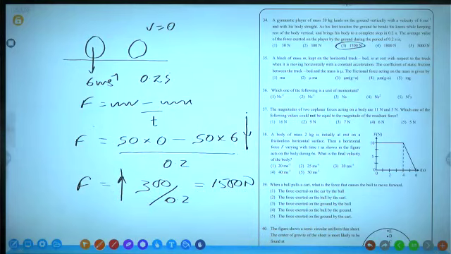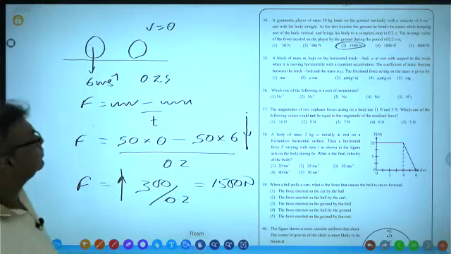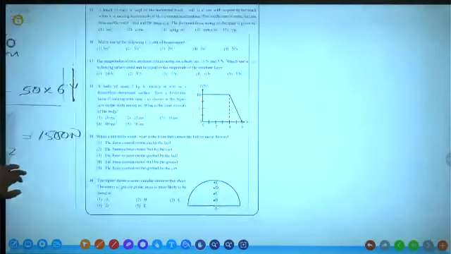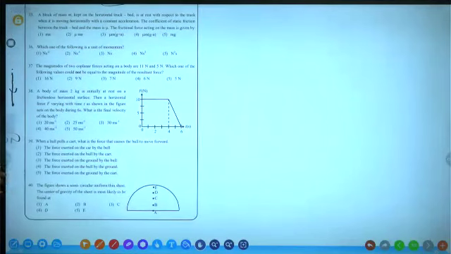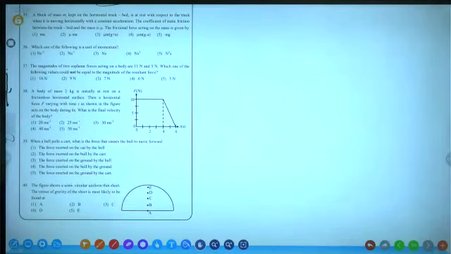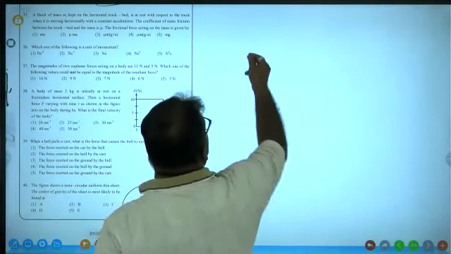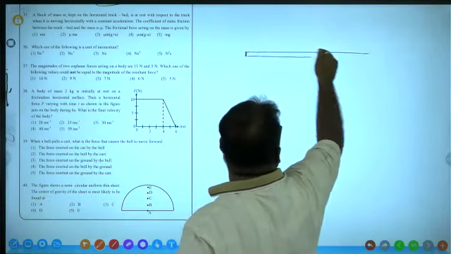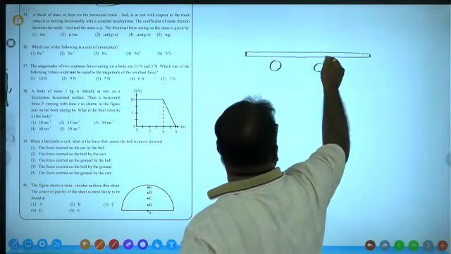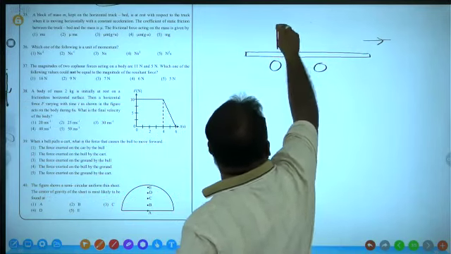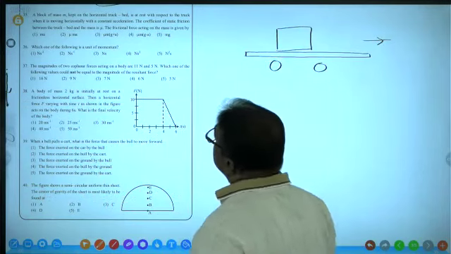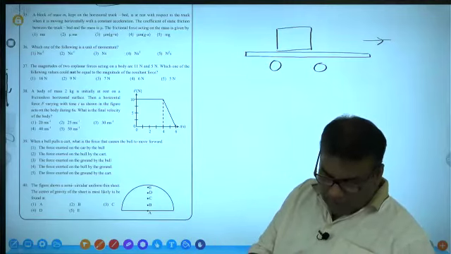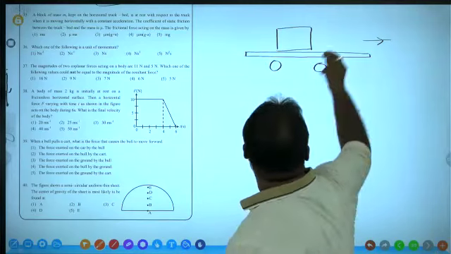Okay. Number 35. A block of mass m is kept on the horizontal truck bed like this, no? Here we have the truck moving in one direction. This is the position of the block of mass m with respect to the truck when it is moving with a constant acceleration.